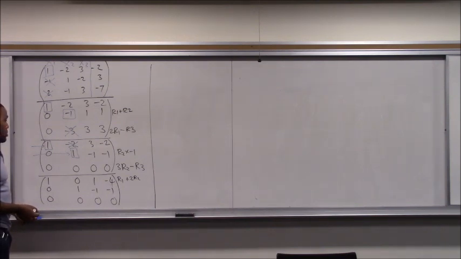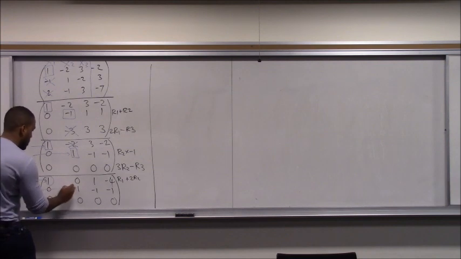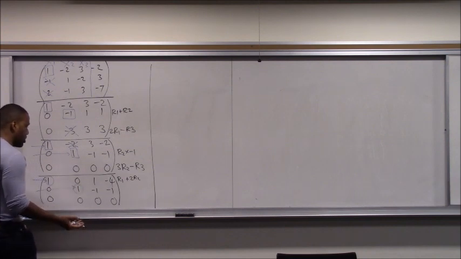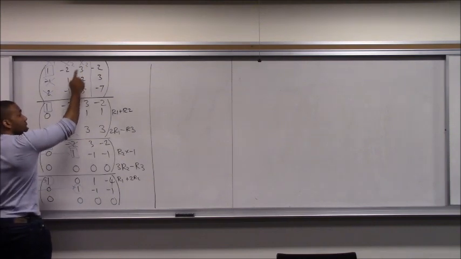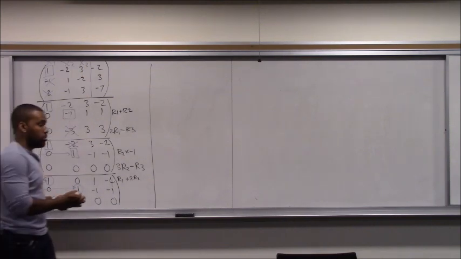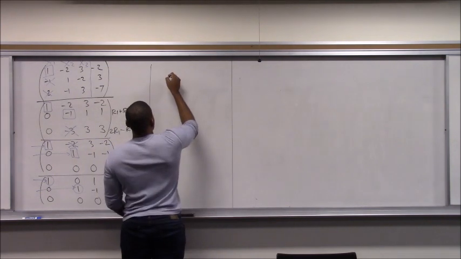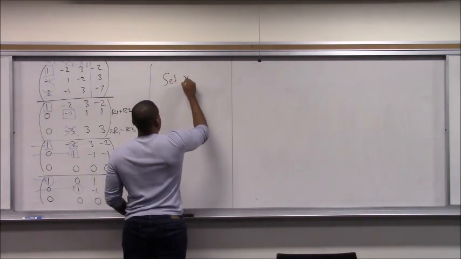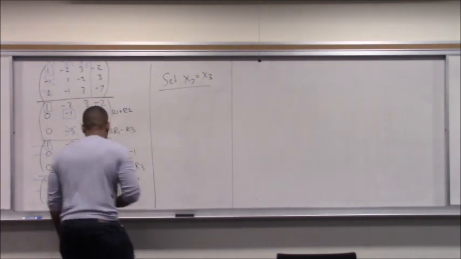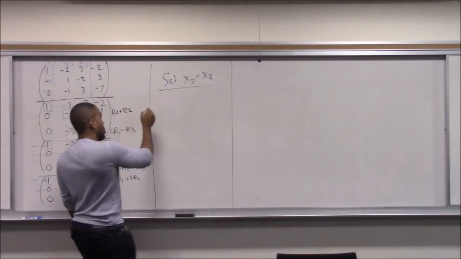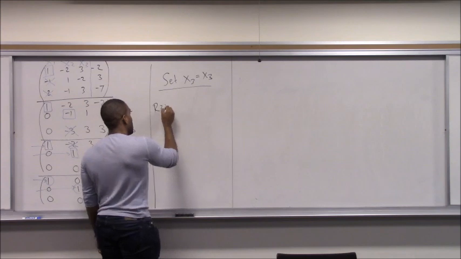See which ones don't have pivots. So here is a pivot, here is a pivot. Those are only 2, which means in this column there is no pivot. X3 does not have a pivot. So my first action is to set X3 equal to itself. Now I'm going to start from the bottom row up and solve for everyone in terms of X3.